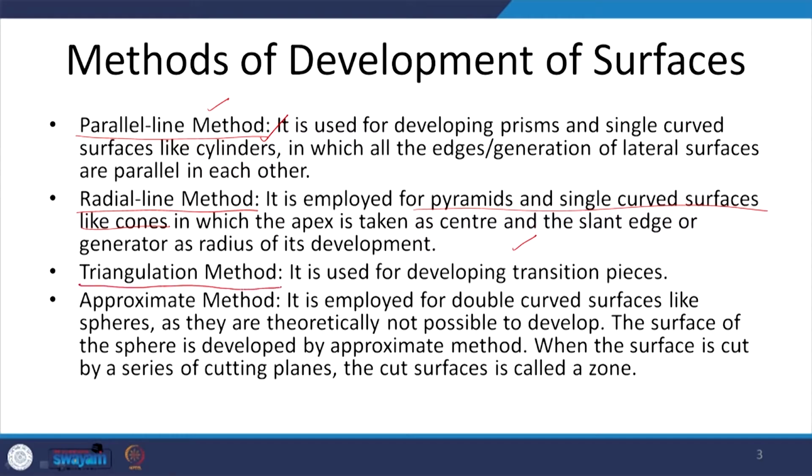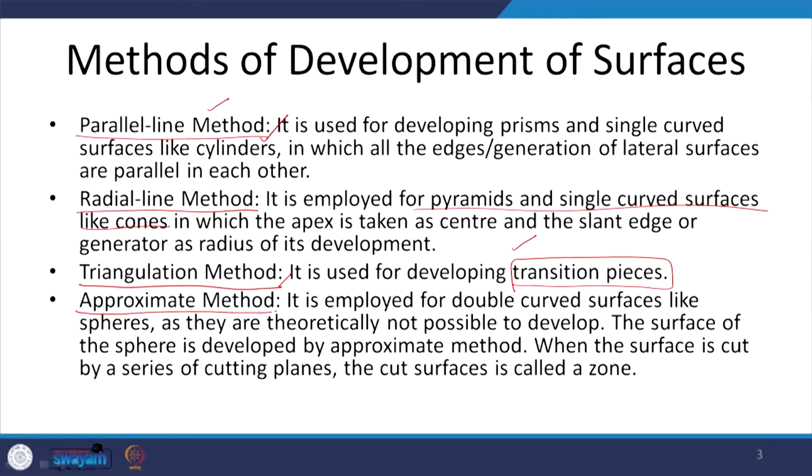The next is the triangulation method, which is used for developing the transition pieces, for example, the bases. This is where we will have to use the triangulation method. I will show you how to draw it, but these pieces will be attached to the rest of the surface which will be generated. For example, in case of a cylinder, while we are rolling it over, this entire surface will be generated by the parallel line method, but these two bases will be generated using the triangulation method, which we will add to the surface generated here.